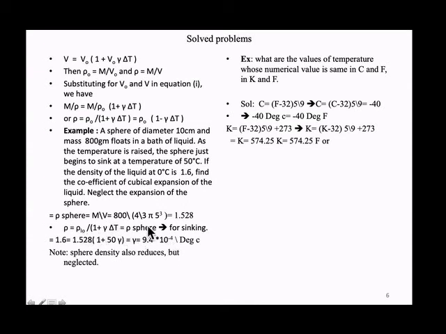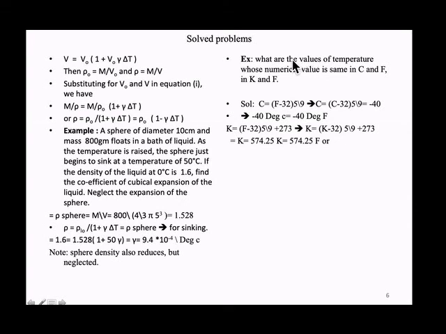See, as the temperature rises, the density has reduced. So 1.6, 1.528, here it is increased: 1 plus 50 gamma delta T has increased. It becomes 1.6. So gamma became 9.4 into 10 to the minus 4 per degree centigrade. Here note, the sphere's density also reduces because its temperature has also risen, but that we are neglecting.